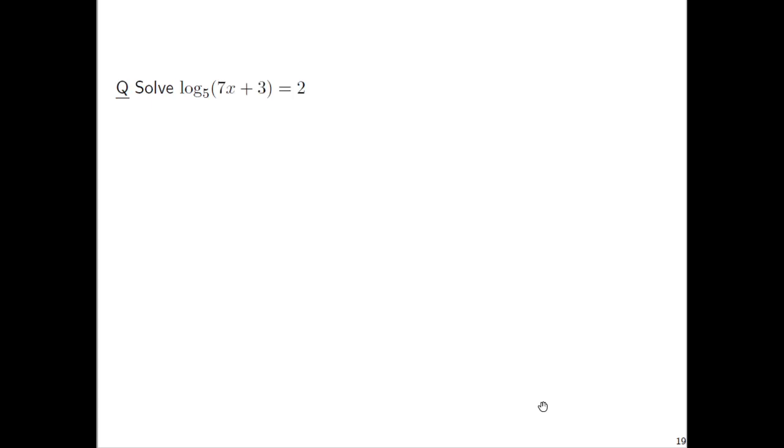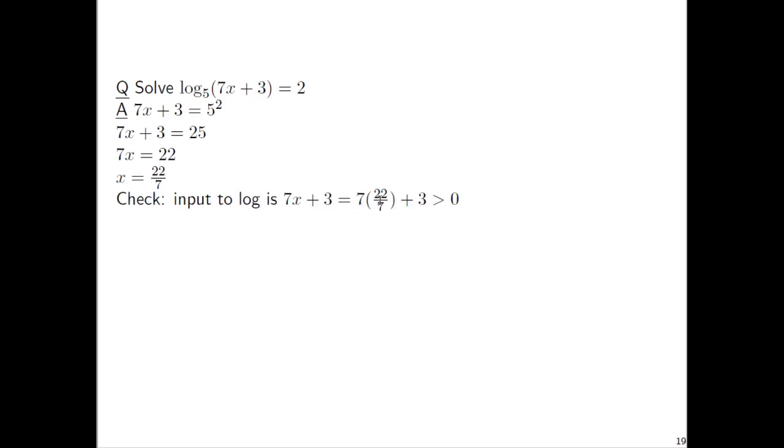Let's try another one. Log base 5 of 7x plus 3 equals 2. Using the definition of logarithm, this will turn into 7x plus 3 equals 5 to the 2. We'll simplify that 5 to the 2 as 25. So 7x plus 3 equals 25. Subtract 3 on both sides. Divide by 7 on both sides. x equals 22 over 7. Now we're not done. I get that this number is positive, but that doesn't matter. It doesn't matter whether x is positive or not. We need to check if 7x plus 3 is going to be positive or not. So 7x plus 3 ends up being 7 times 22 over 7 plus 3. There's not even a minus sign in sight, so that's got to be positive without working any further. Okay, so x equals 22 over 7 is a solution.